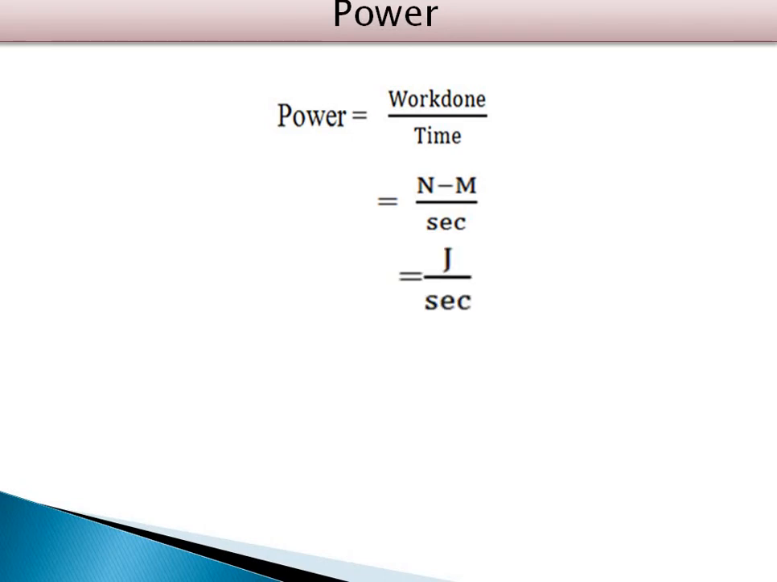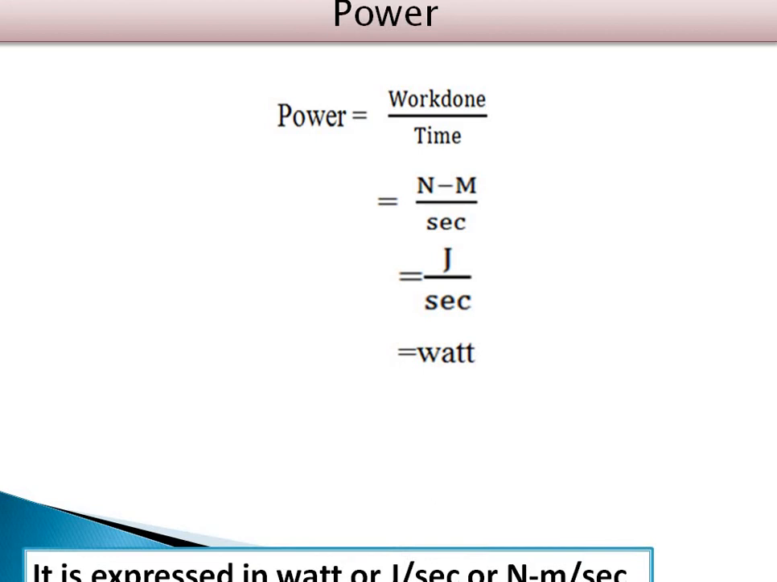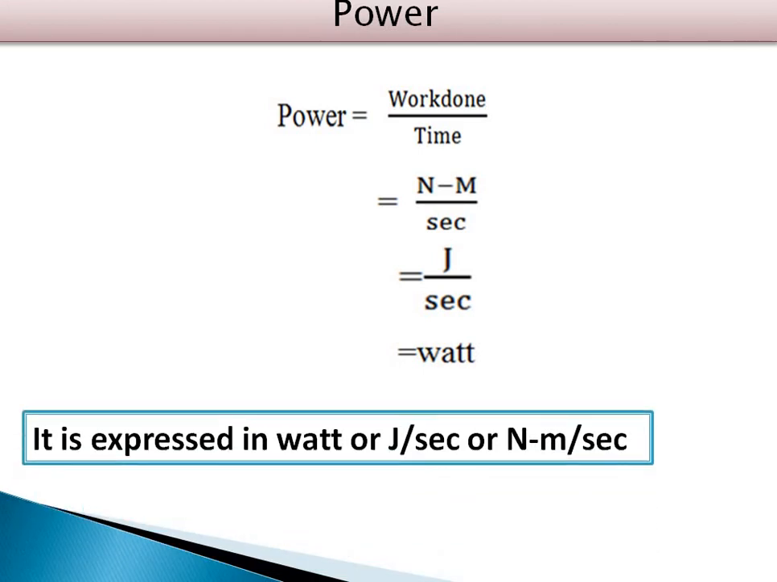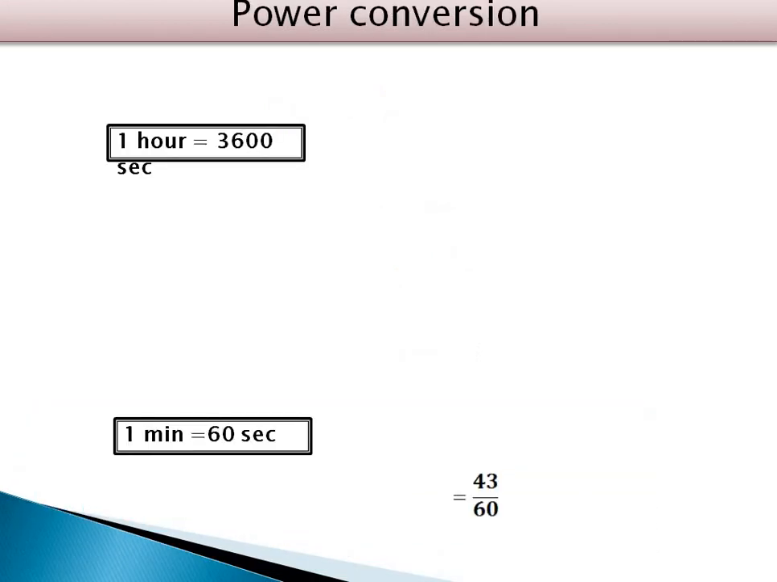Now we will move further for the power. So what is power? Power is nothing but work done per unit time, or power can be given as work divided by time. So unit for work is Newton meter and for time it is second. So power can be given as Newton meter per second, but Newton meter is nothing but joule, and joule per second is also known as watt, with the name of scientist. So it is expressed in watt or joule per second or Newton meter per second.